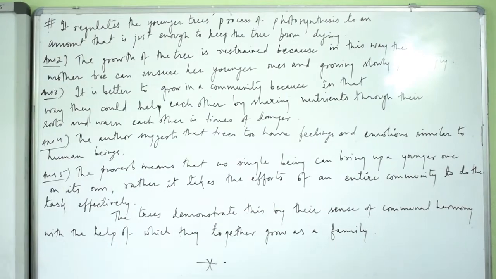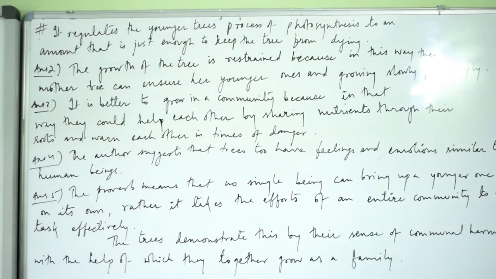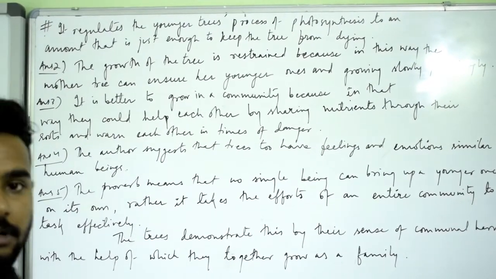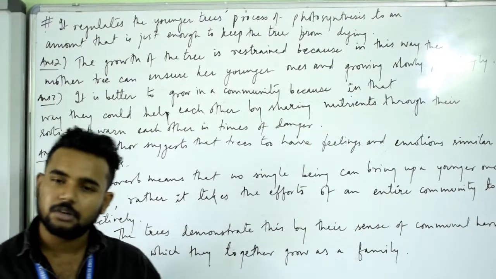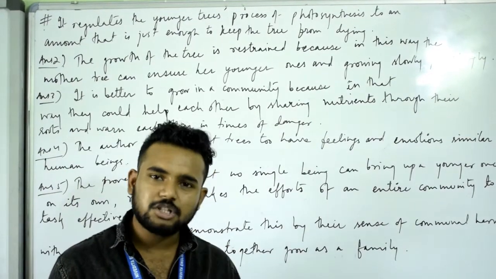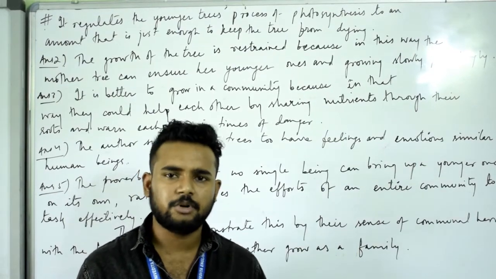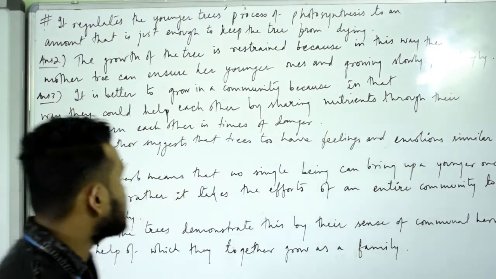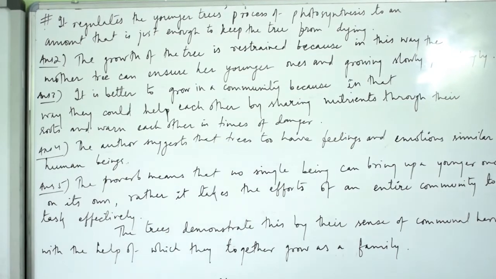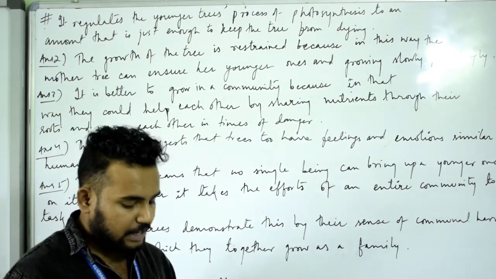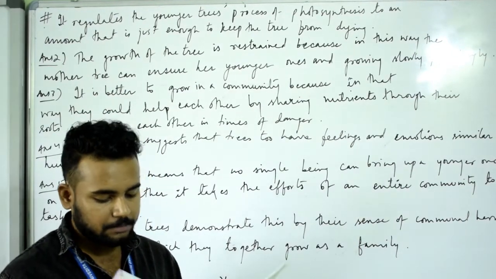The mother tree regulates the younger tree's process of photosynthesis to an amount that is just enough to keep the trees from dying. So the mother tree also helps the trees take only that much amount of sunlight which is necessary to continue the process of photosynthesis. Okay, next, the second question says, why do you think it might be unhealthy for the young beech trees to grow too quickly?